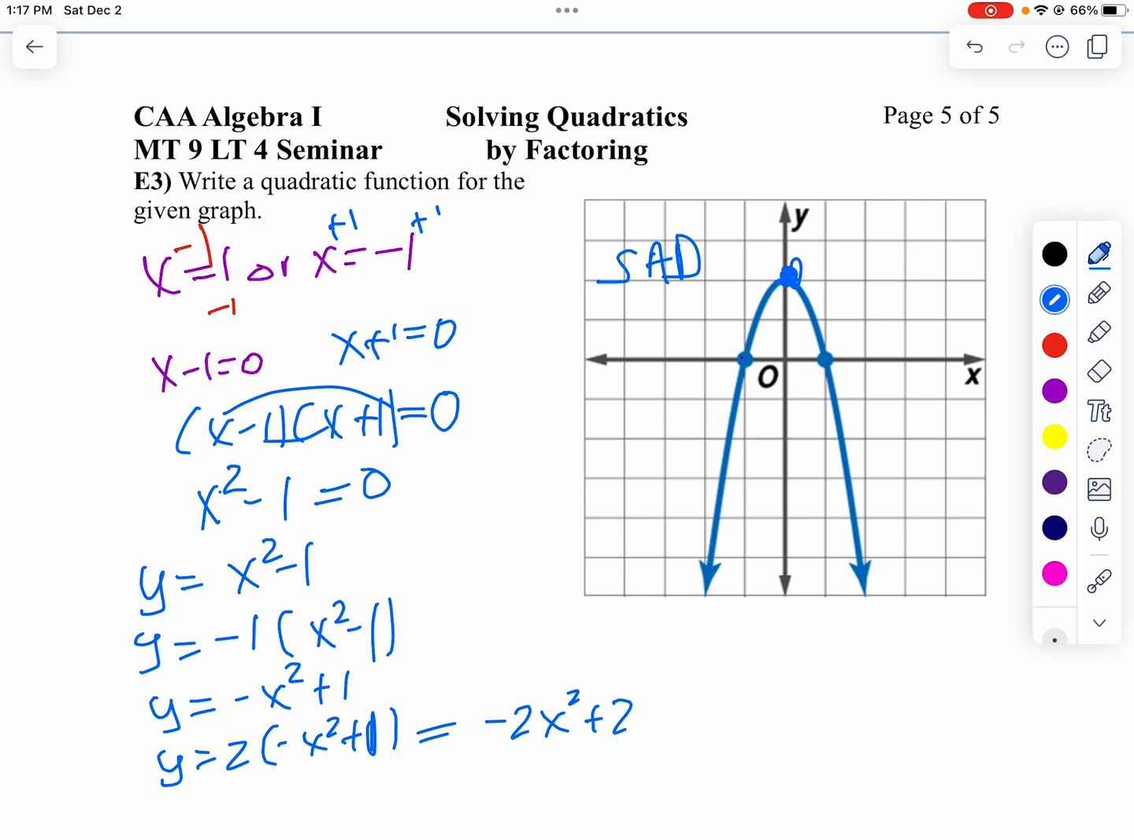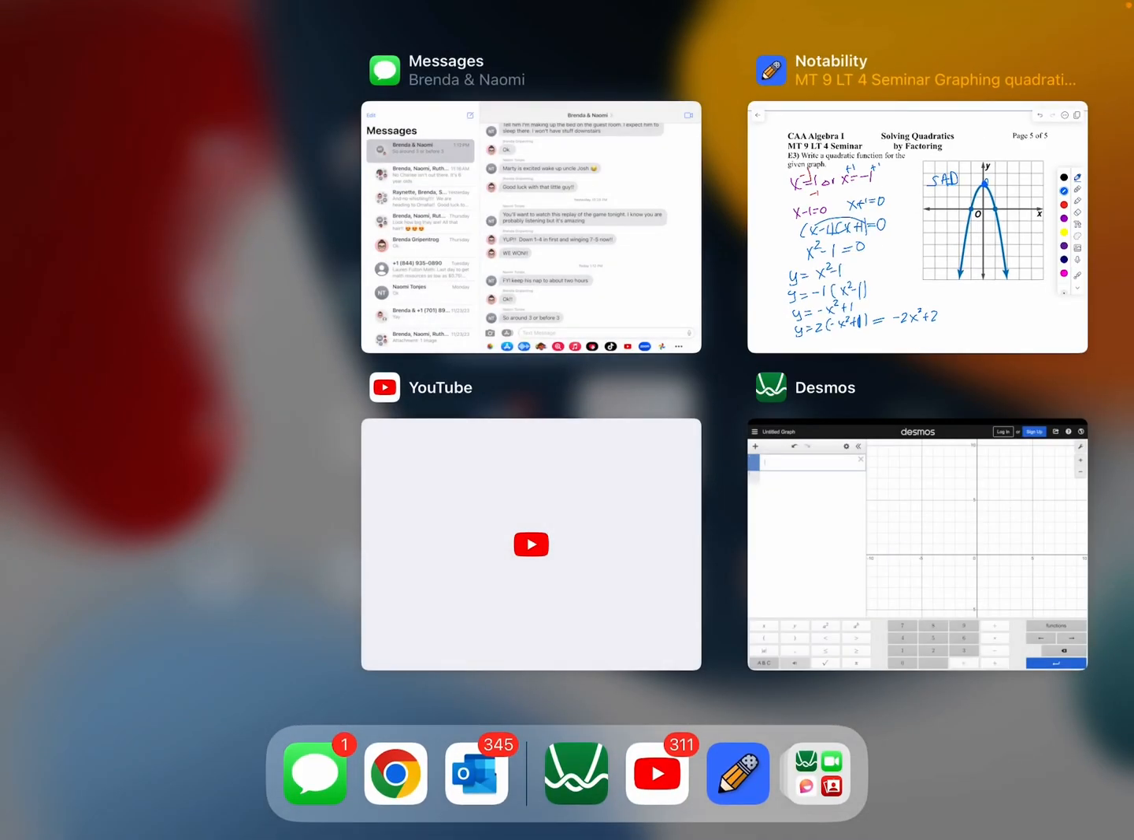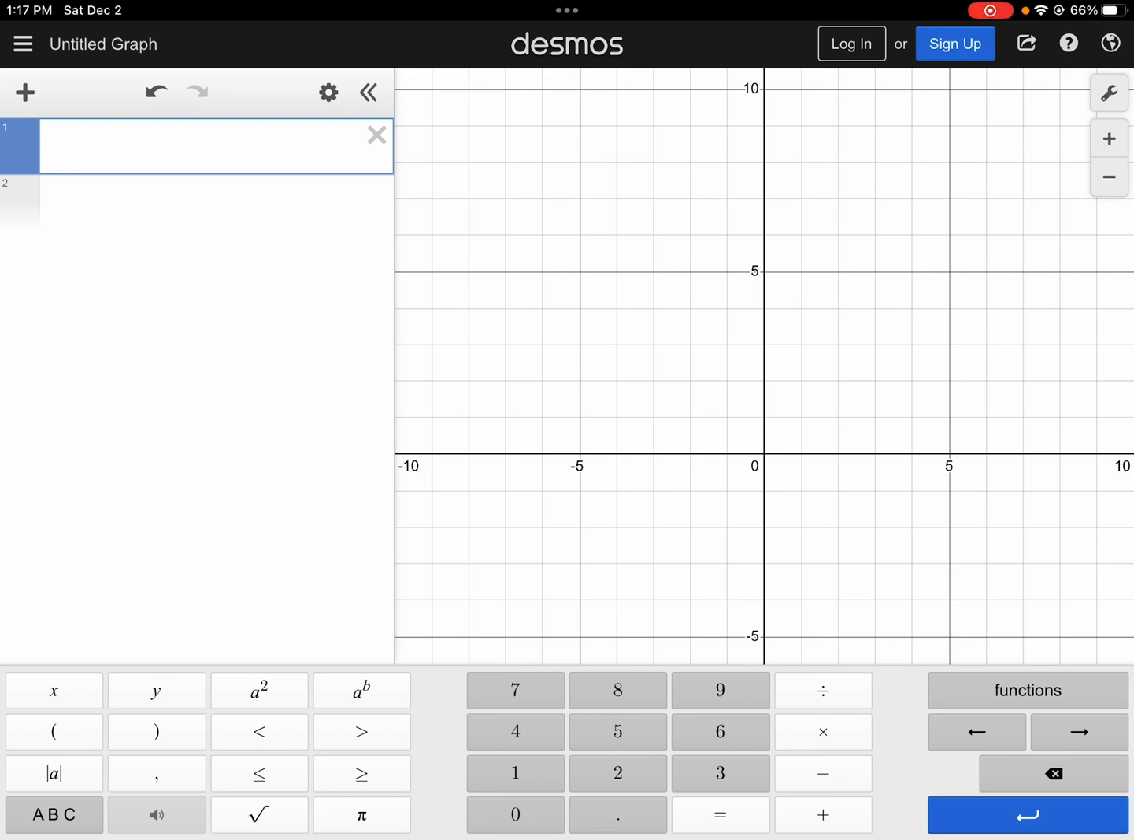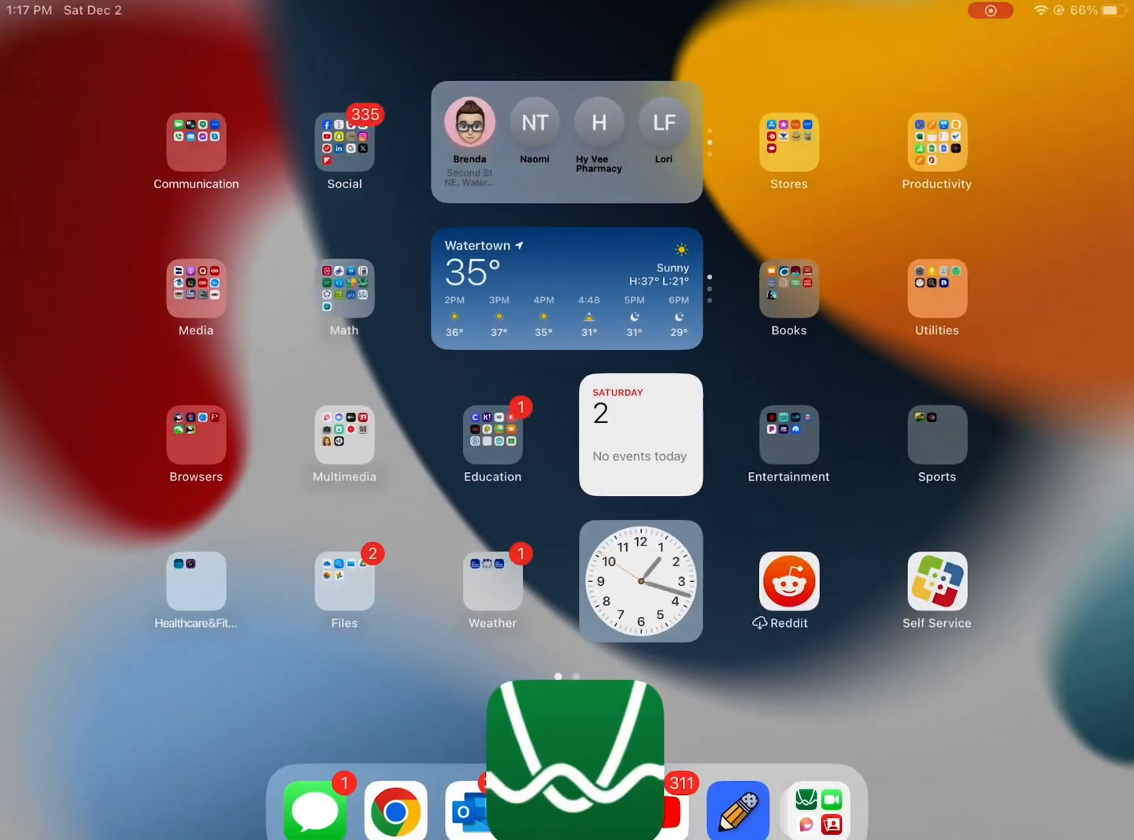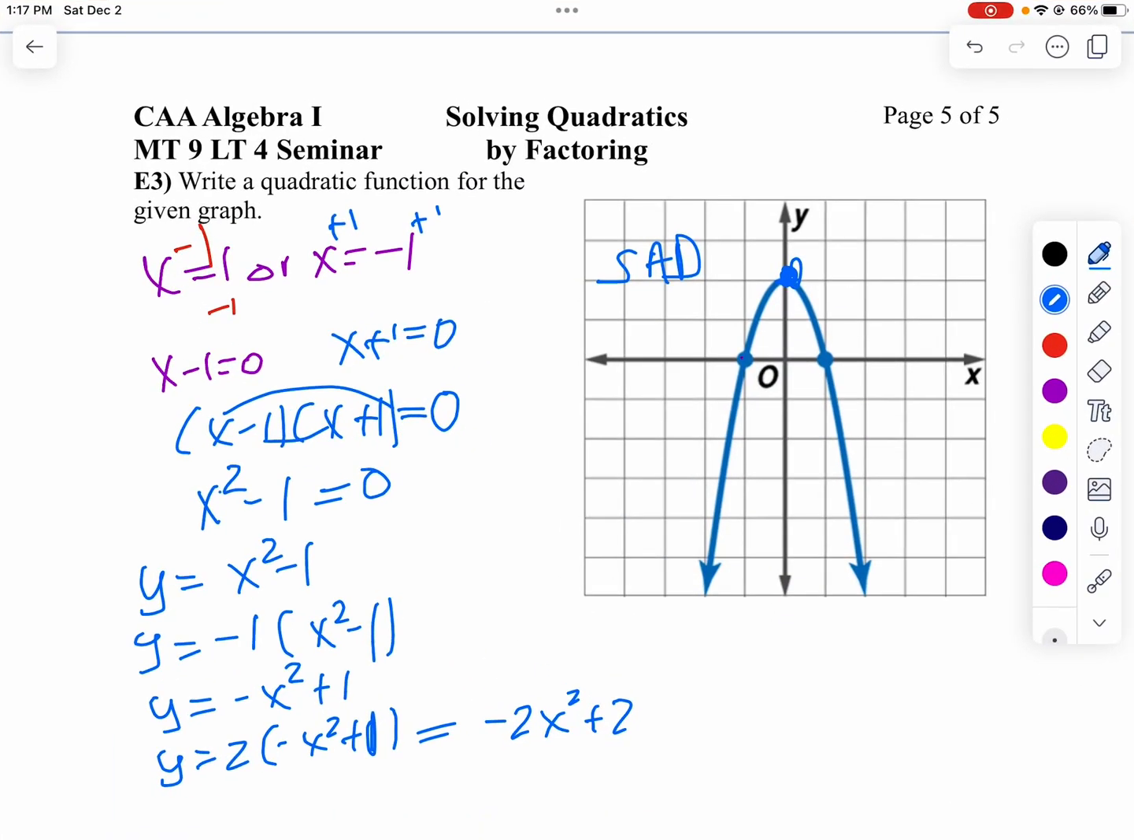Now, let's check. When we graph that, do we get this same equation? Now, we could go through graphing it by hand, but I think I'm just going to use decimals. So I'm going to graph negative 2x squared plus 2. So if I type in y equals negative 2x squared plus 2, do I get that same graph? Yes, I do. That one checks. So our answer is negative 2x squared plus 2.